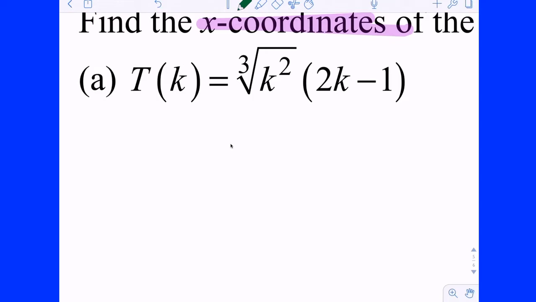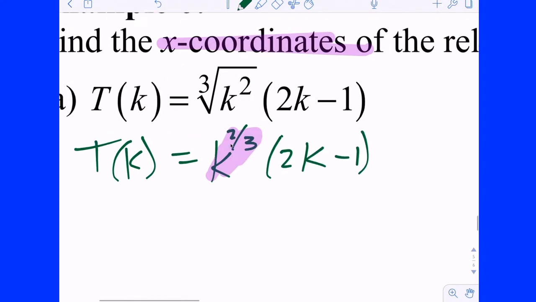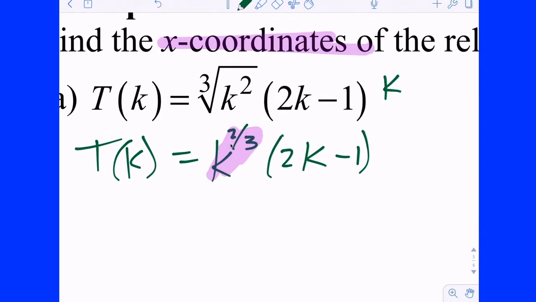Are we on cusp alert? Yes, we are. In fact, if we were going to take the derivative, we would write the cube root of k squared as k to the 2/3, and there's your cusp alert right there. So we already know that there's going to be a critical value where the derivative is undefined at k equals what? What's the root of k to the 2/3? 0. Yeah. We already kind of know that.